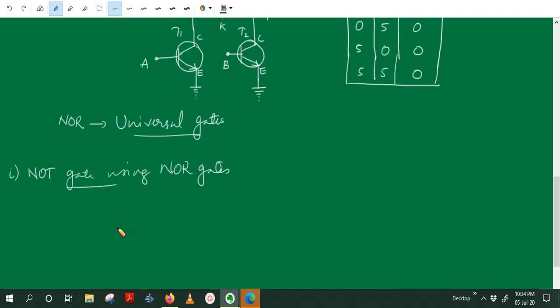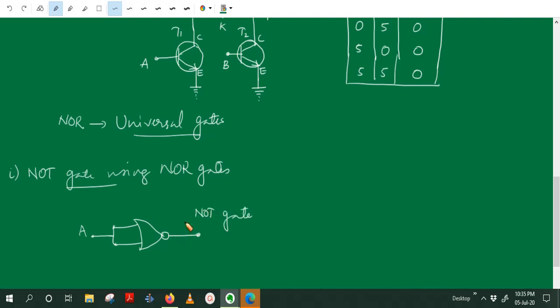We have a NOR gate. Now how to make it a NOT gate? A and B. So here we have two inputs. These two inputs are joined together, and the common terminal of these two inputs is taken as the input A. Whatever voltage we give to A will be there in both inputs. So this is equivalent to a NOT gate.